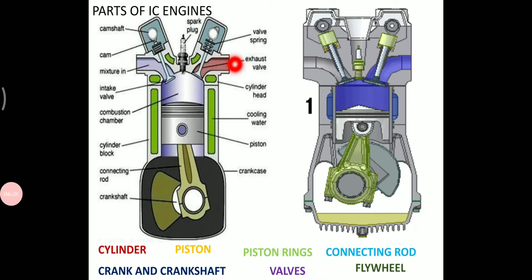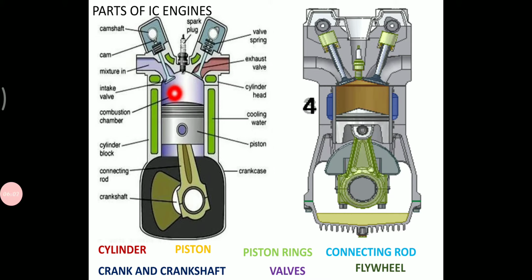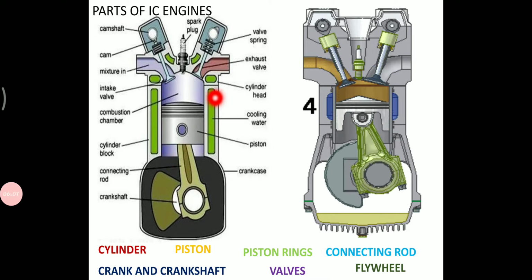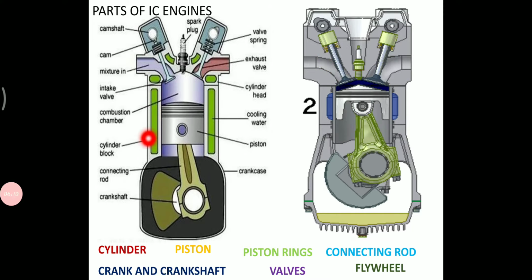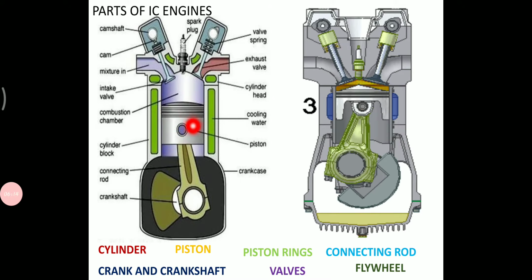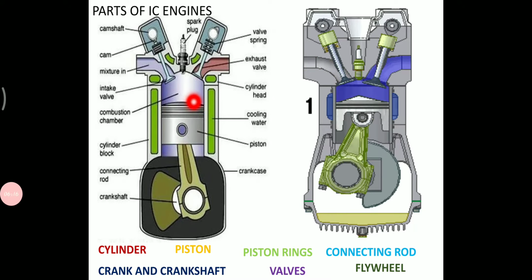So exhaust gas will go from here. This is a combustion chamber, where exactly the combustion takes place. This is what we are going to call a cylinder. Cylinder is a very important part in IC engines, and this one is usually called the piston. Piston is also very important.